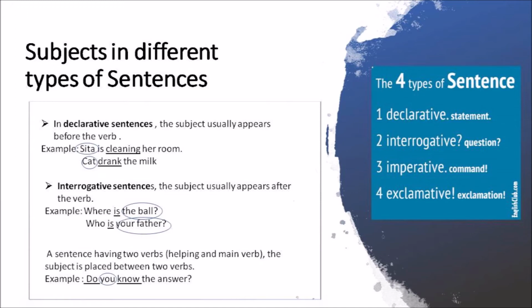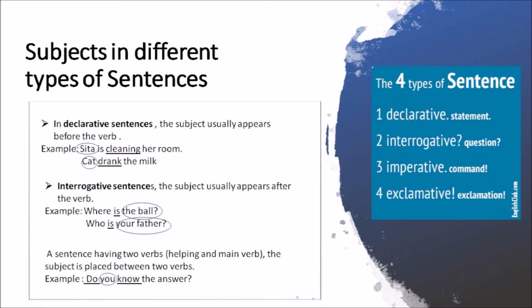Next is interrogative sentences. In interrogative sentences with one verb, the subject usually appears after the verb. For example, where is the ball? Is is the verb, and the ball is coming after the verb is, so the ball is the subject. Who is your father? Again, in this interrogative sentence also, is is acting as a verb. Your father is coming after that. That is why your father is a subject.